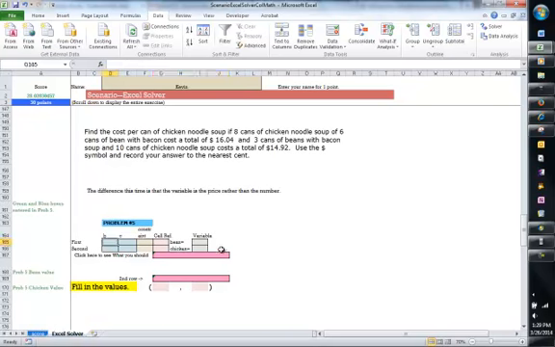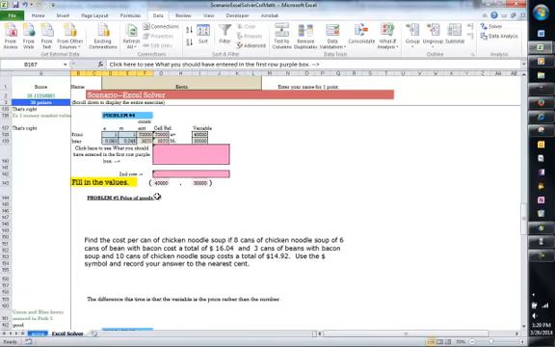So the bean with bacon soups, we have 6 and 8 chicken noodles, and they add up to $16.04. The second time we have 3 bean with bacons and 10 chicken noodle soups, and they add up to $14.92. I'm going to copy the cell references so that we don't have to retype them.